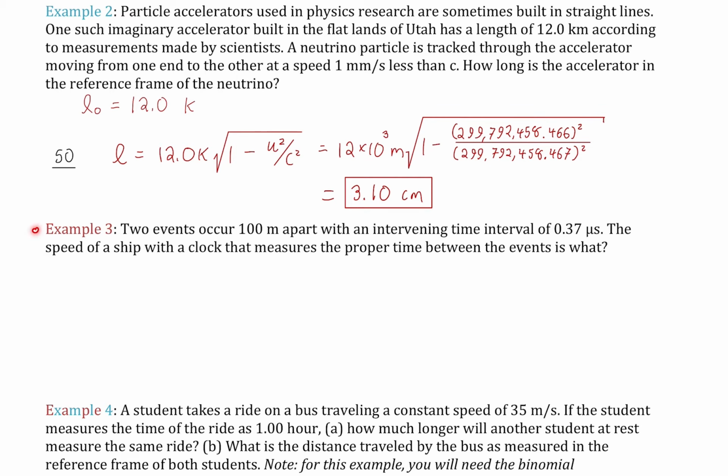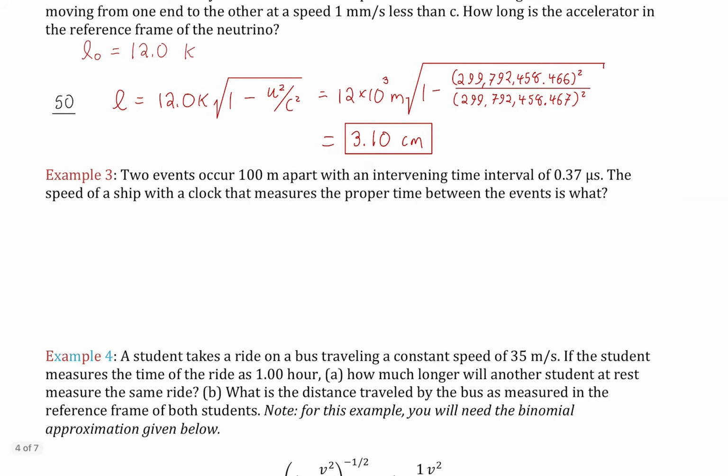But first, example 3, which is a real simple idea, almost more of a concept. Two events occur 100 meters apart, and there's an intervening time interval between them of 0.37 microseconds. So you have event 1 over here and event 2 over here. The distance between them is those 100 meters, and one occurs, then a delay, and then the other occurs. But you want to send a ship between those 2 points, some super fast ship going along.